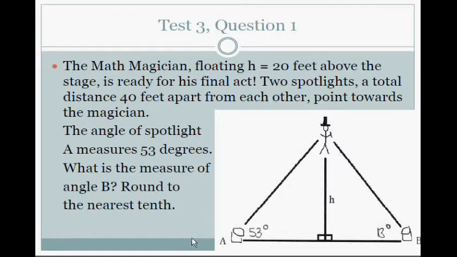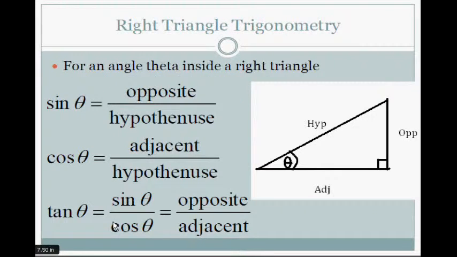So here we go. This was our first question. The math magician, floating 20 feet above the stage, is ready for his final act. Two spotlights, a total distance of 40 feet apart from each other, point up towards the magician. The angle of spotlight A measures 53 degrees. So the question is, what is the angle of spotlight B? I was going to ask students to just round to the nearest tenth of a degree.